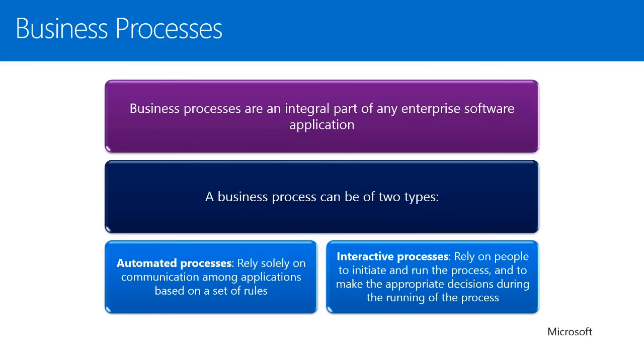Dynamic CRM has two types of processes. We have automated processes that are based on actions or results of working in the system, and we have interactive processes that are initiated and run by the end user. Automated processes consist of workflow, custom workflow activities, and plugins. Interactive processes consist of dialogues.